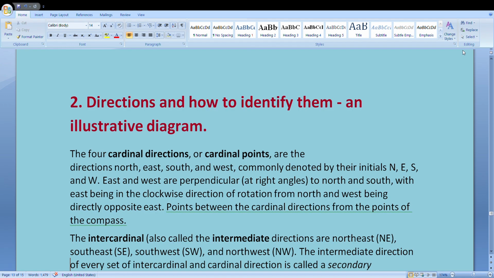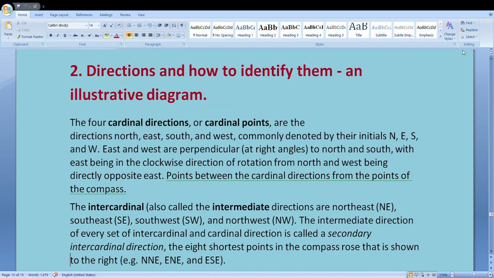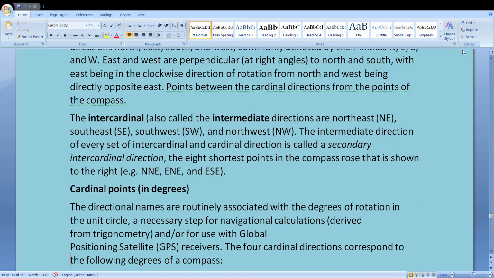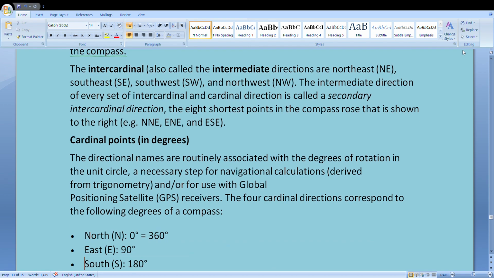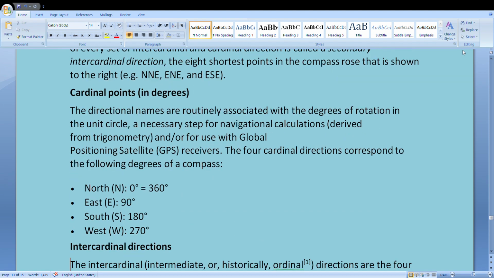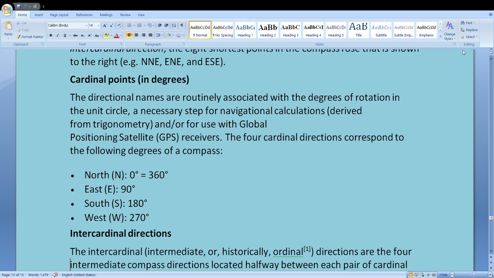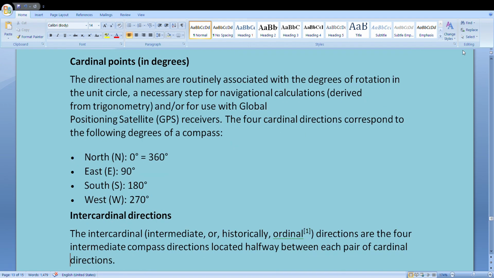There are four major directions: northeast, northwest, southeast and southwest. There are secondary directions also, which are called intermediate directions. Cardinal points in degrees: North is at 0 degree, also 360 degree. East is at 90 degree. South is at 180 degree. West is at 270 degree. So if you divide one portion of the earth into degrees, these are the degrees.